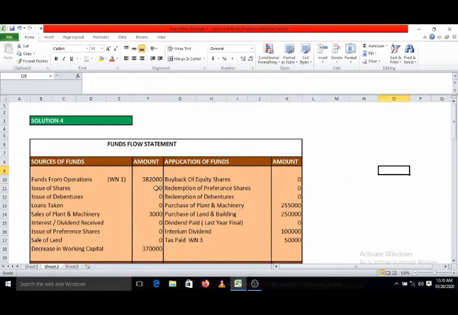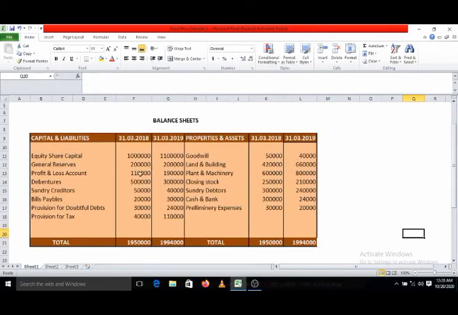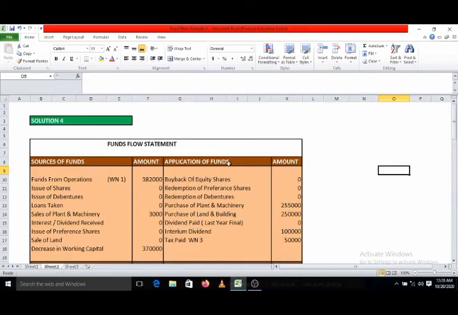For that purpose, now we have to check our original balance sheet. Go to the balance sheet again, liability side. First item is equity share capital. First year 10 lakhs, second year 11 lakhs. It means share capital has increased by rupees 1 lakh because new shares have been issued during the year. So issue of shares, source or application? That is a source. Issue of shares by rupees 1 lakh.